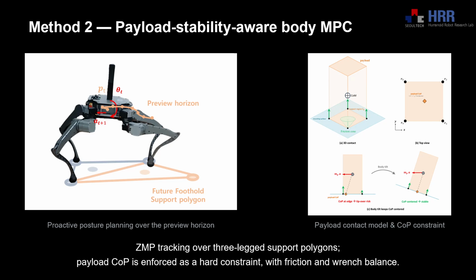The support polygon changes at every contact transition, and the payload tips most easily when it narrows, so reacting after tipping begins is too late. The body MPC therefore plans the trunk trajectory in advance from future foot placements and support polygons, imposing the payload center of pressure condition as a constraint, together with friction cone and wrench balance conditions.